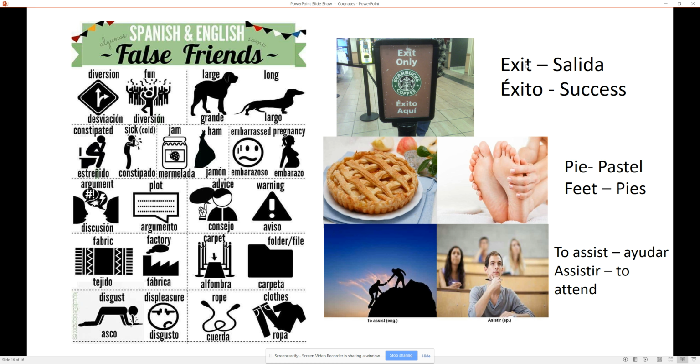Exit is salida. Éxito is success. Pie, we would probably refer to as a pastel, but pies actually means feet. Or to assist is ayudar, where in Spanish asistir is to attend. So students or los estudiantes asisten a la clase. So there's a lot of great other words that students can learn. I'm going to be making sure that they recognize false cognates because it can save students a lot of embarrassment.